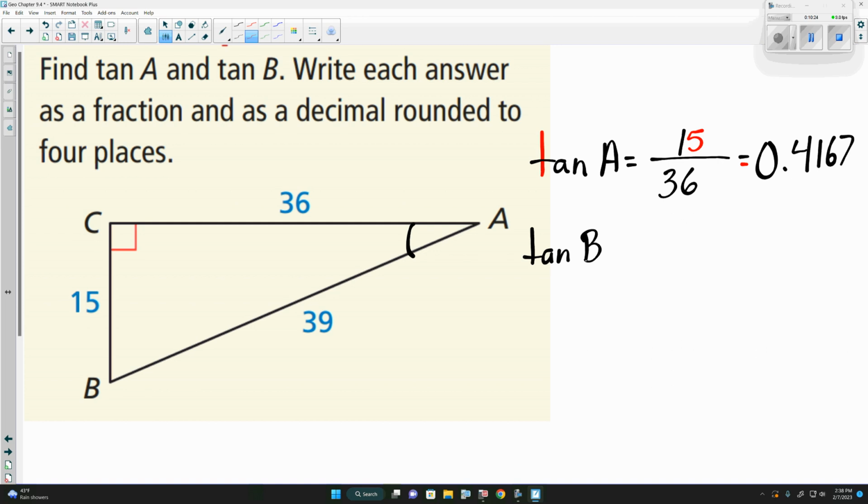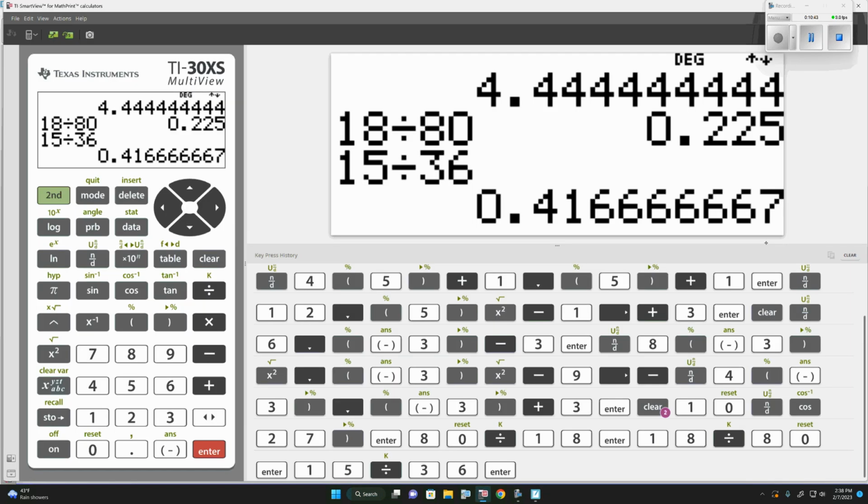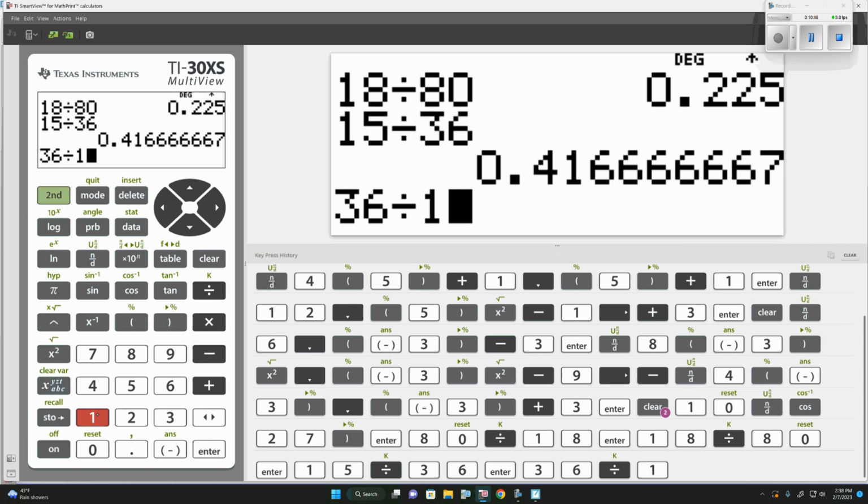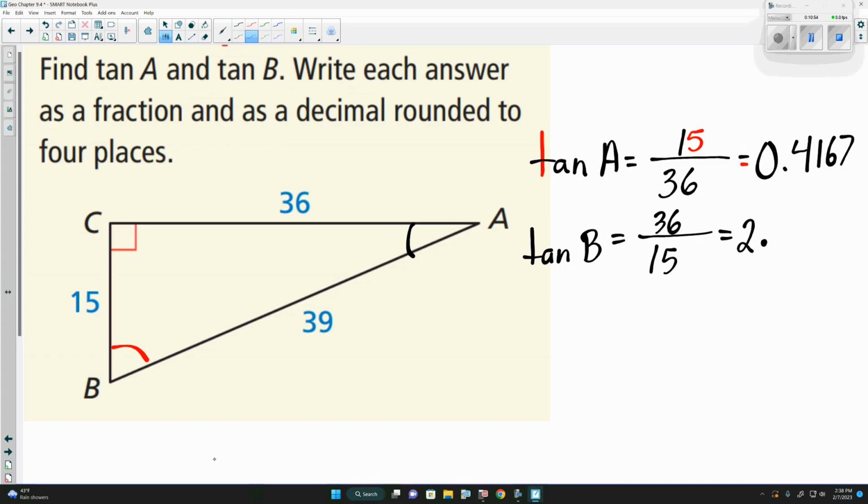Now we also want to find tangent of B. Tangent of angle B. So the opposite side is now 36 and the adjacent side is 15. Yes. Yeah, so for us here, it's mainly just going to be to point out the hypotenuse.